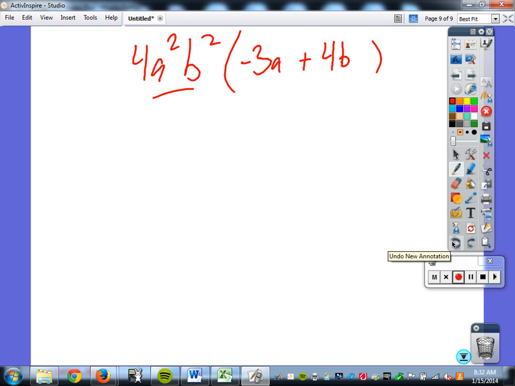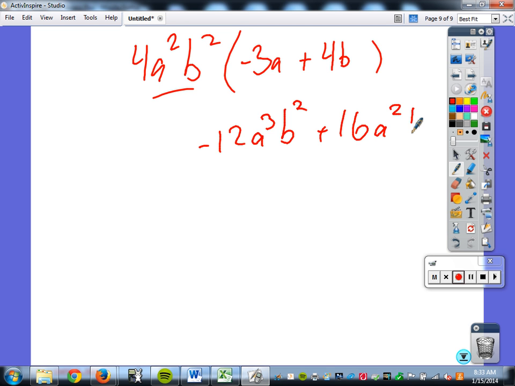Okay. So I'm going to distribute through. So 4 times negative 3. Negative 12. A squared times a. A cubed, good Adam. And then b squared doesn't have anybody over here to continue on, so he's just still b squared, right? Are you okay with that? 4 times 4, 16. Does a squared have anybody to times with? So he's still a squared. How about b squared? Does he have somebody to times with? B cubed.